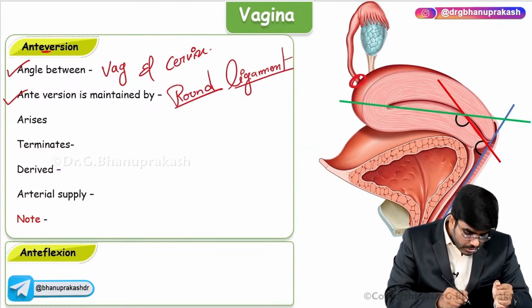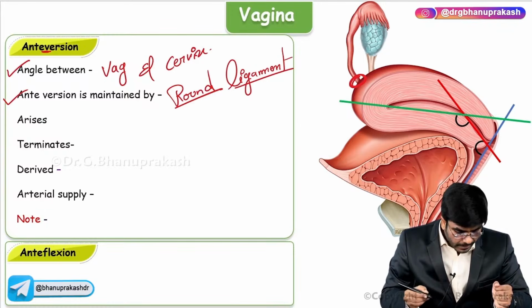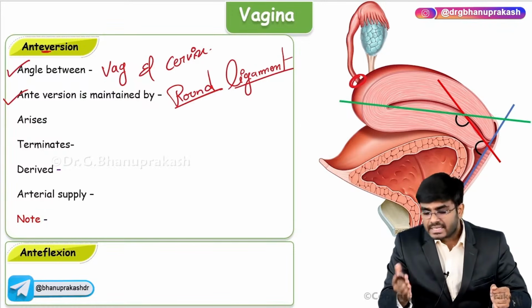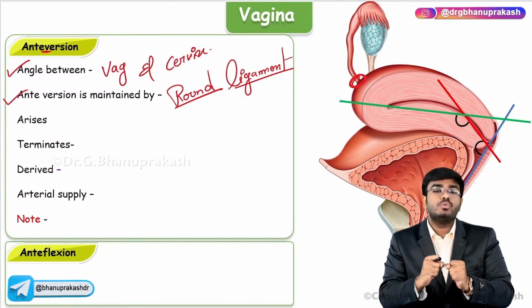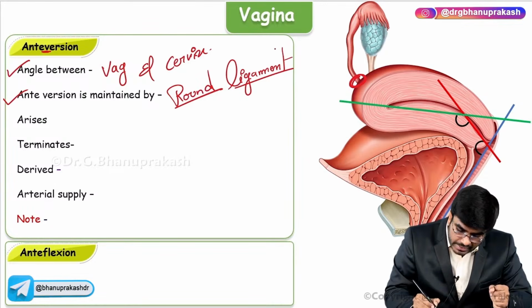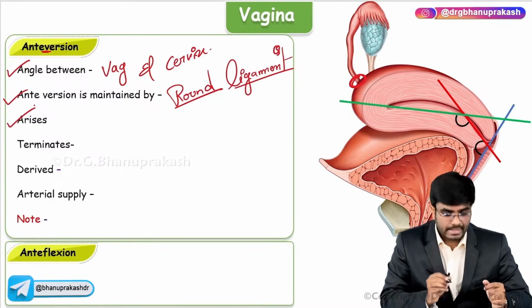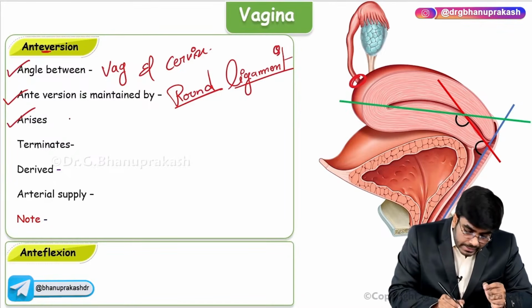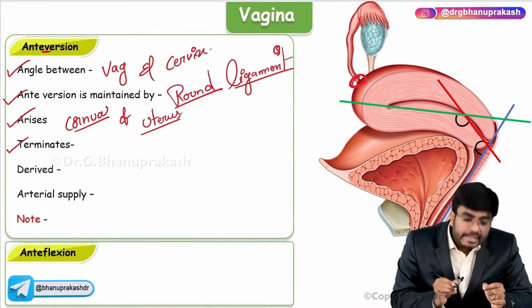Now let me show you the image. I will show you the image in the later slides, but for now, the round ligament is pulling the uterus anteriorly. The angle of anteversion is maintained by the round ligament. Now where exactly is this round ligament arising? Arising at the cornua of the uterus, and where does it terminate?